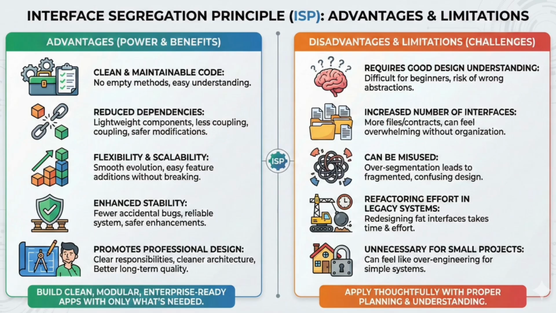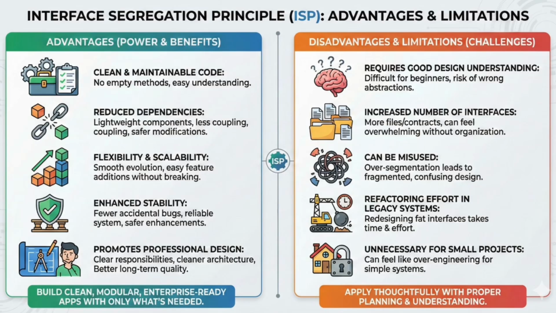In simple words, the interface segregation principle helps us build clean, modular, predictable, and enterprise-ready applications, where every component gets exactly what it needs, nothing more, nothing less.